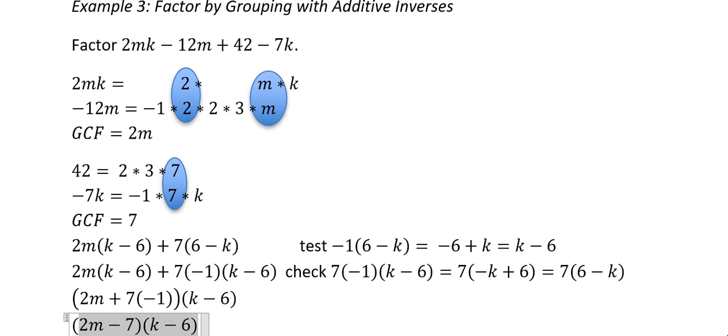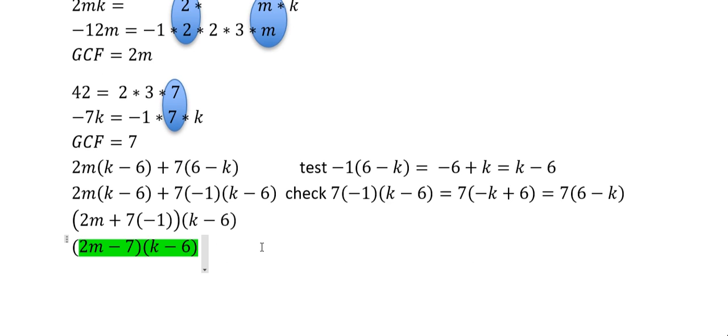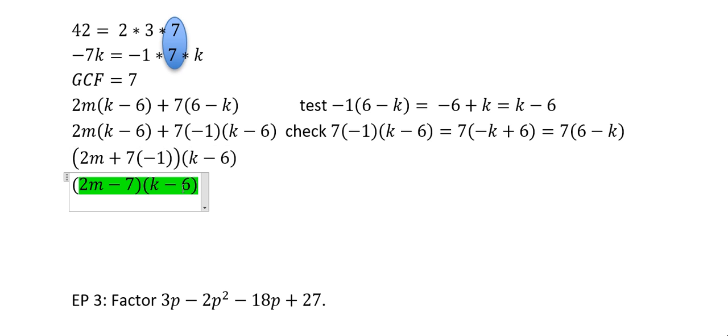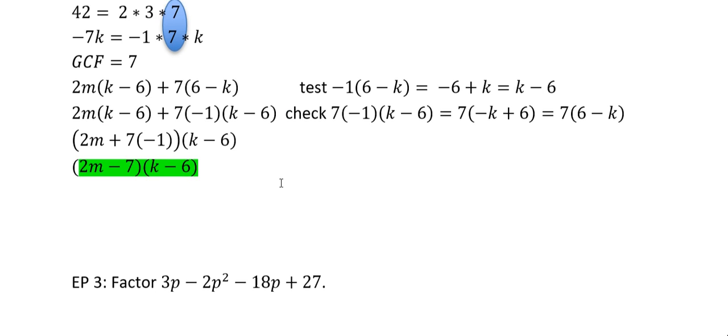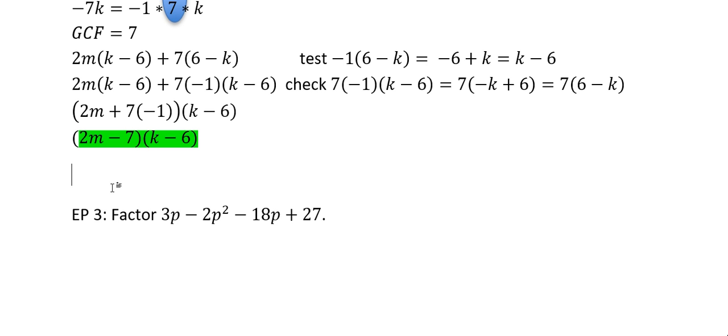That is your final answer. Okay, 2m minus 7 and k minus 6. What I normally want to see is this part, and this part, and then your final answer. That's enough work. Okay? Alright, last problem.